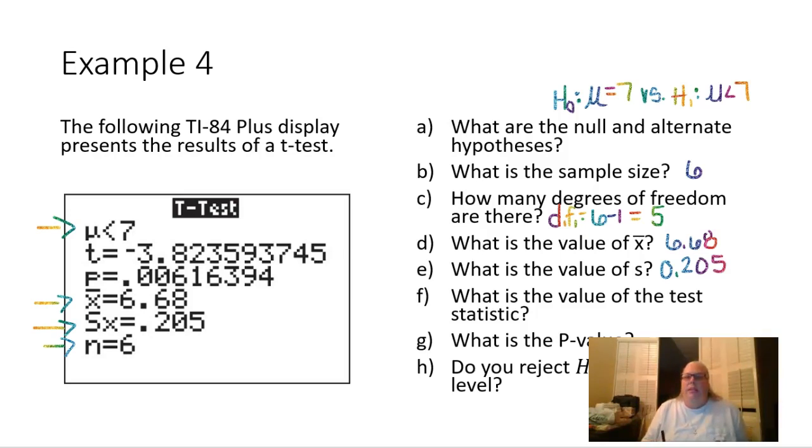What is the value of the test statistic? That is given to us right here. This is our t-value, and we can just round it to 3 or 4 decimal places. So negative 3.8236. And then part G, what is the p-value? Well, that's given to us right here. That's 0.0062.